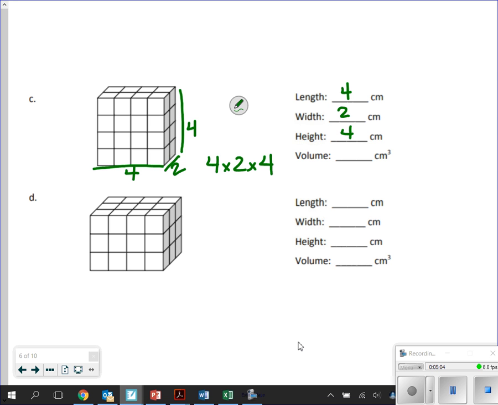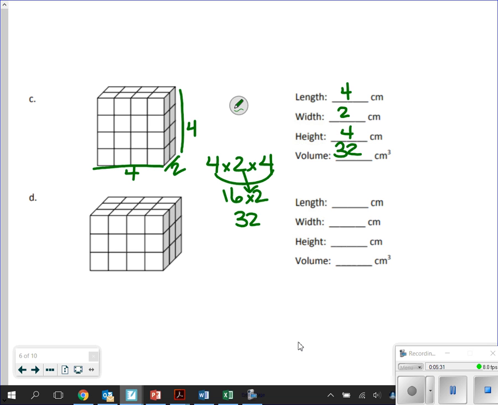Now, you don't have to do 4 times 2 times 4. You just went, oh, 4 times 4 is 16, that's easy. And then you brought the 2 down, 16 times 2 is 32. When you're multiplying, you can multiply them in any order. You don't have to go left to right, so that's okay. So volume is 32.